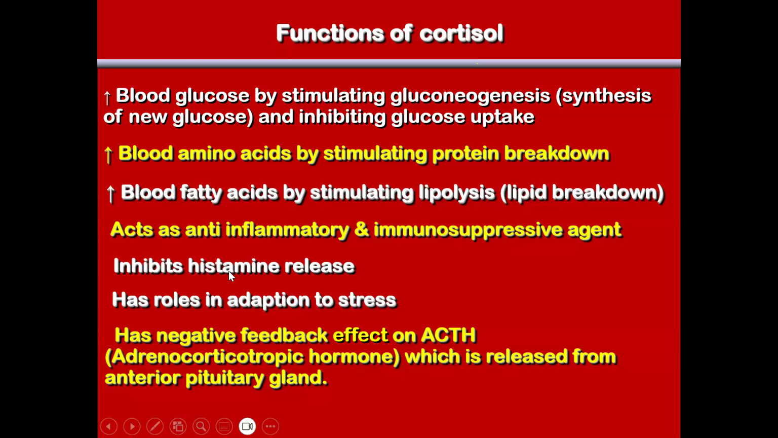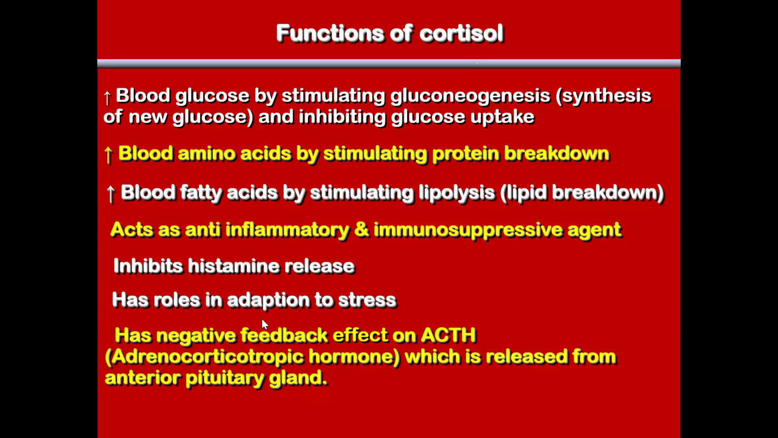Then cortisol inhibits the release of histamine. Histamine is a chemical which is released inside our body in allergic conditions. It is released from cells in the connective tissue, for example, mast cells. So in conditions such as an allergic condition, when histamine is released, cortisol will inhibit the release of histamine. So cortisol can be given as a treatment in allergic conditions as well.